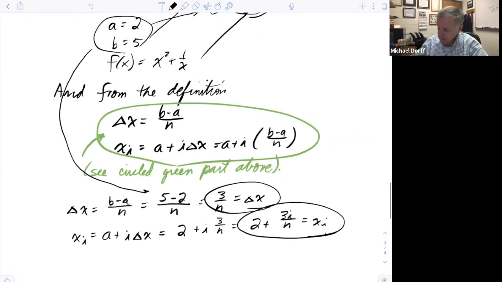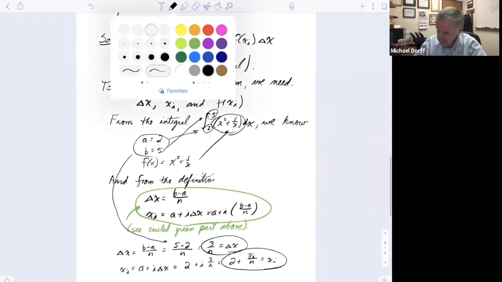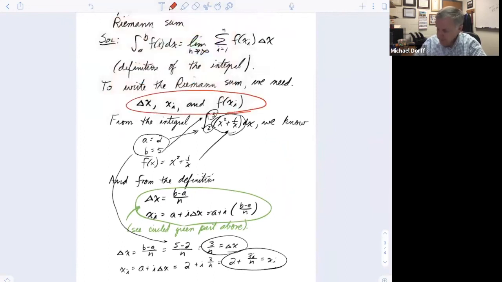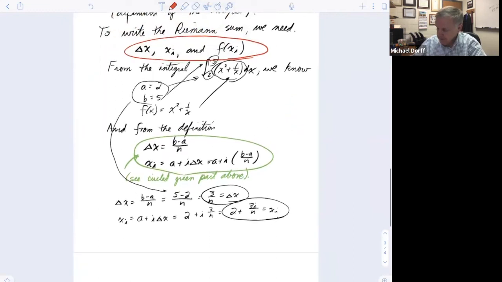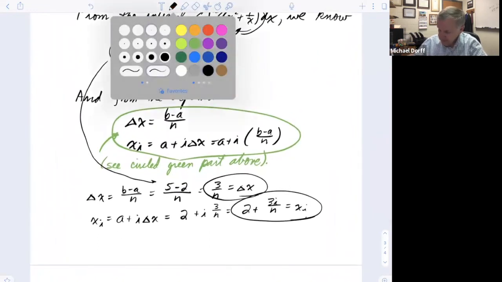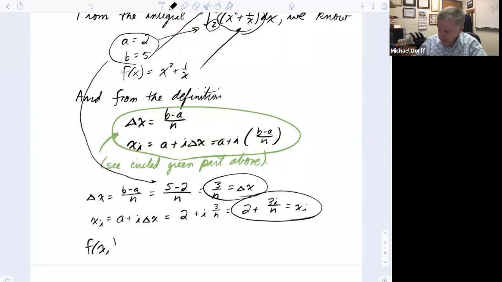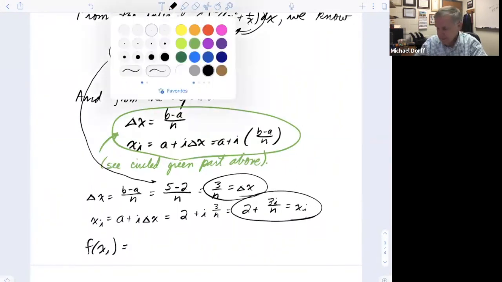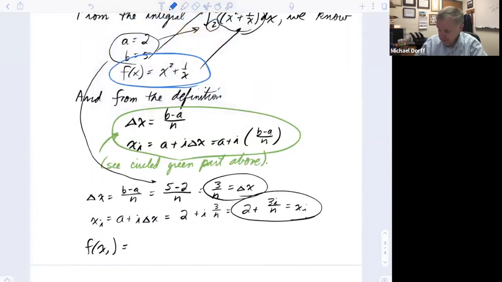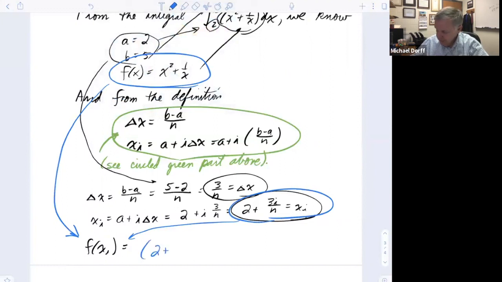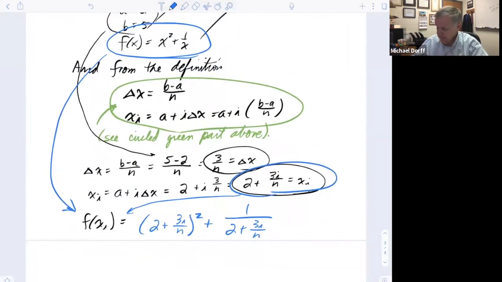But finally, remember, what do we need? We needed up here these three terms, delta x, x of i, and f of x of i. So we just need to get f of x of i. So what's f of x of i? Well, remember, here's f of x. So bring that down here. We're going to put in x of i, which is this. Okay, so I'm going to get 2 plus 3i over n squared plus 1 over 2 plus 3i over n. That's what f of x of i is.